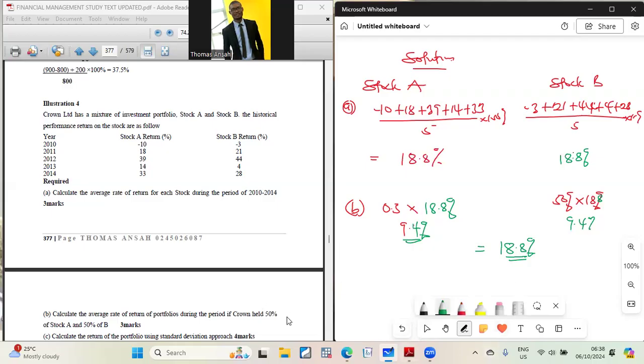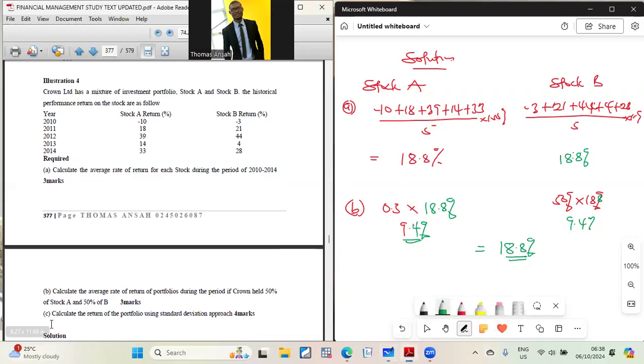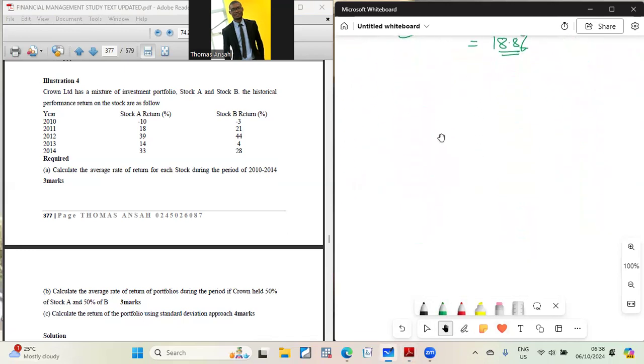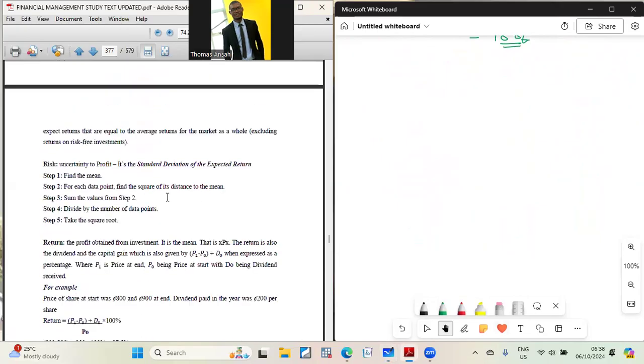Then he says that we should calculate the return on the portfolio using standard deviation approach. So here, what is going to happen? We are using standard deviation approach. Using the standard deviation approach, what is going to happen? Do you remember the sequence of the standard deviation, where we said that first of all, find the mean? Okay, so we said that.